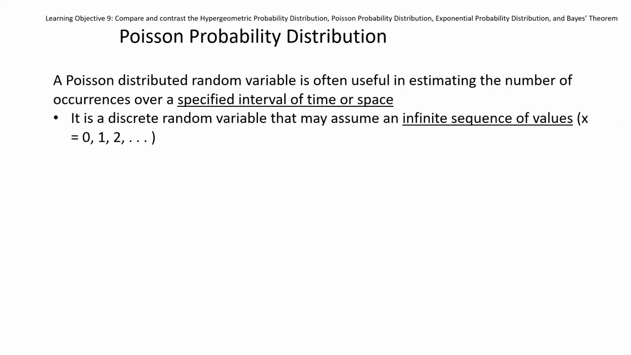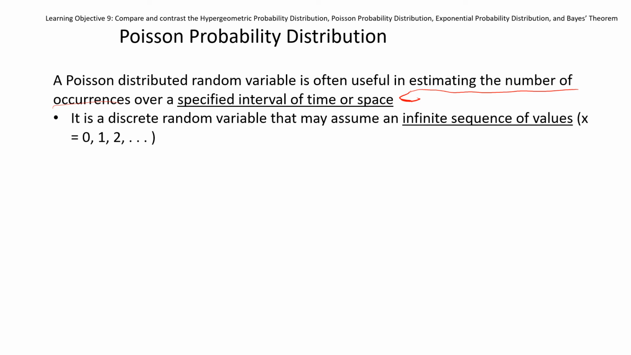The next distribution is the Poisson probability distribution. And the Poisson probability distribution is basically looking at estimating the number of occurrences. So we're still on number of occurrences, but now instead of number of occurrences on a specific number of trials, it's number of occurrences over a specified interval of time or space. What do I mean by that?